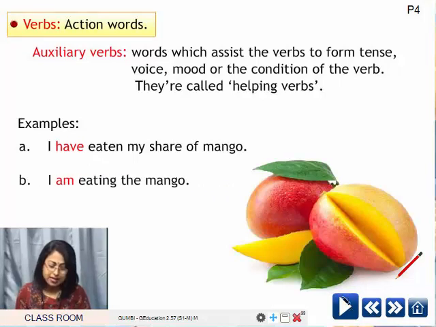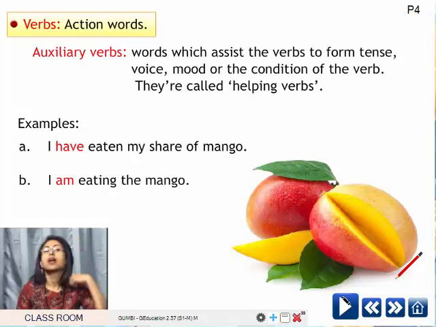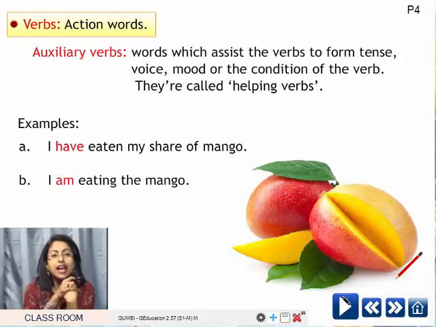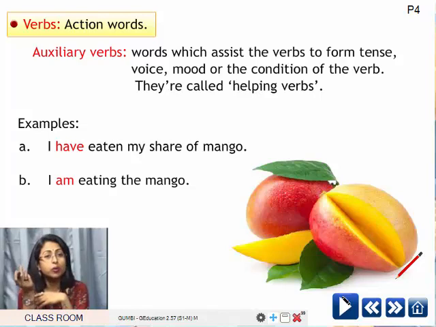Let's go on to the next sentence. Here, I dash eating the mango. So the correct way would be, I told you, am will always come with I. I am eating the mango. Is that clear, students?